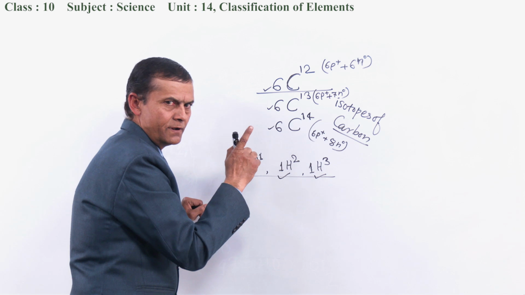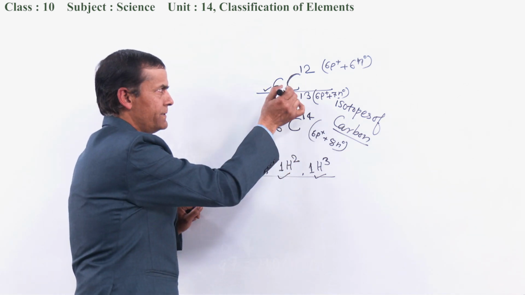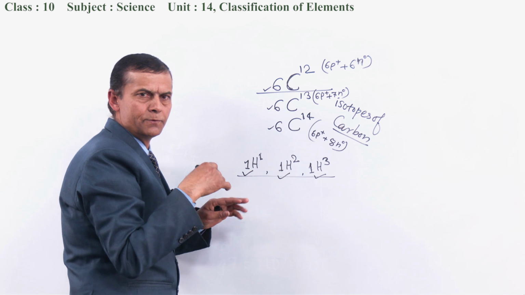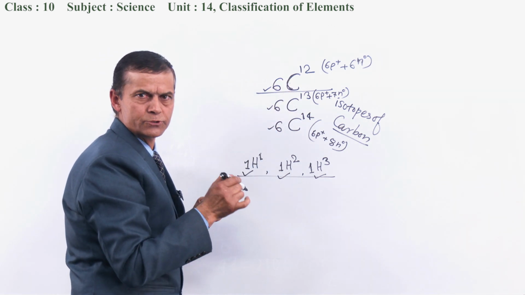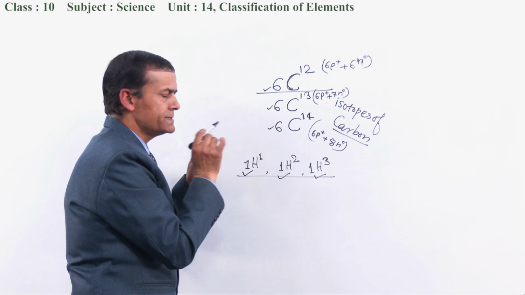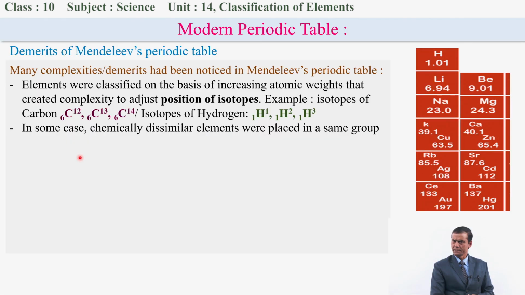But Mendeleev could not give the place. Carbon has 3 isotopes. Mendeleev could not give extra place for the carbon to accommodate isotopes of the carbon. So here is the defect. Yes, we are clear about the isotopes of the elements whose position was not given in Mendeleev's periodic table.